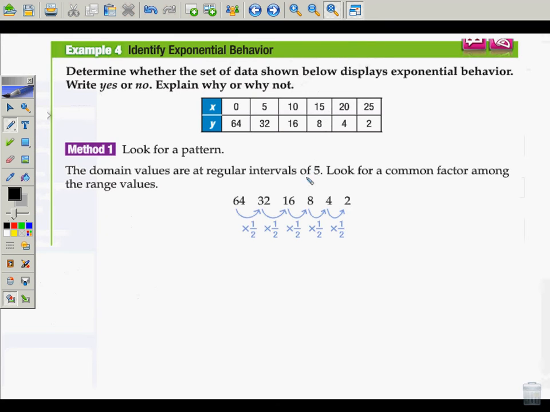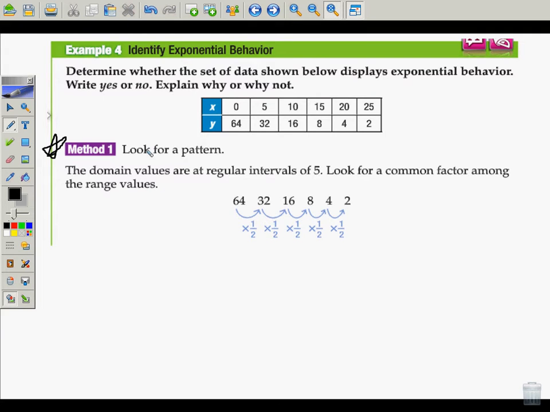So the last thing we want to talk about in this lesson is how to identify exponential behavior. So we're going to be given a set of data and we're going to determine whether the set of data shown displays exponential behavior, and then we're going to be able to explain why. There's two methods. I want you to put a star next to method 1 because method 1 is the way you're going to use. I'm going to show you method 2, but method 1 makes a lot more sense and it's much more practical because you don't need a graphing calculator.